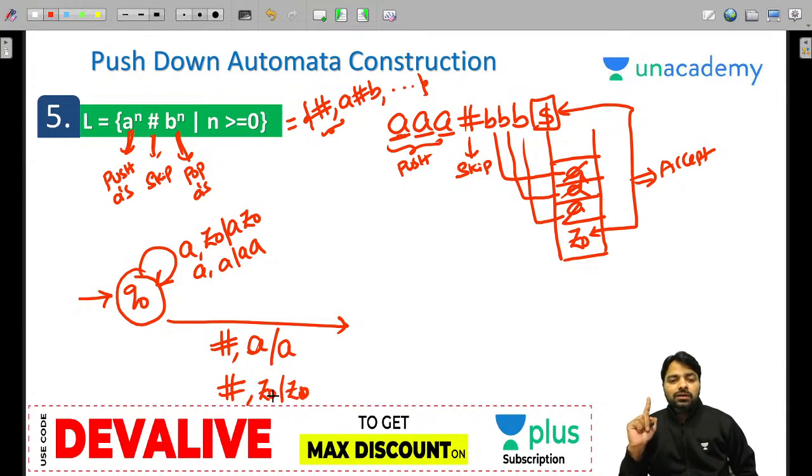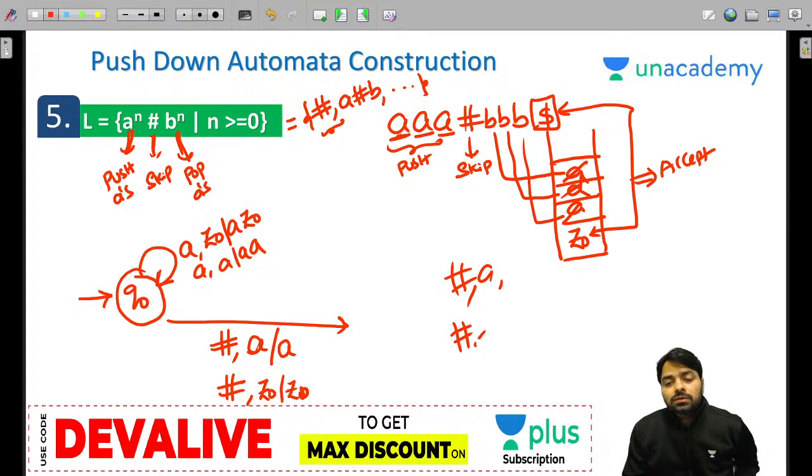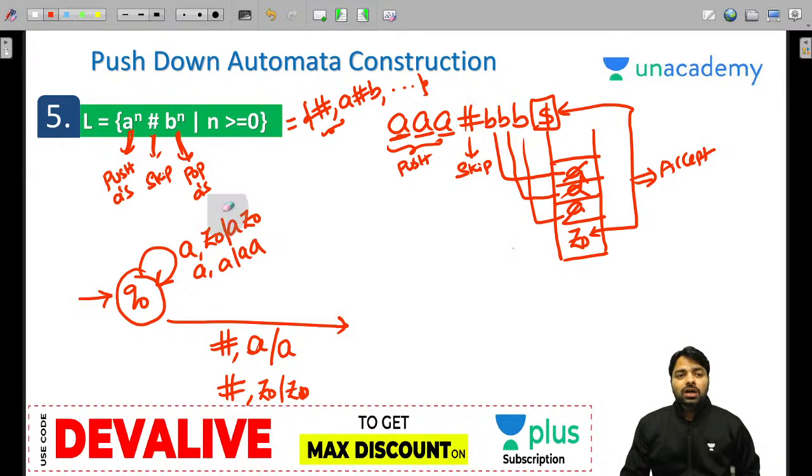Clear this point? A, because before hash at least one A might be there. Z0, because even no A also might be there. Two cases, but both combinations are different. That is why it is still deterministic only. But if you write hash A two times, then that is not determinism. That is non-determinism.